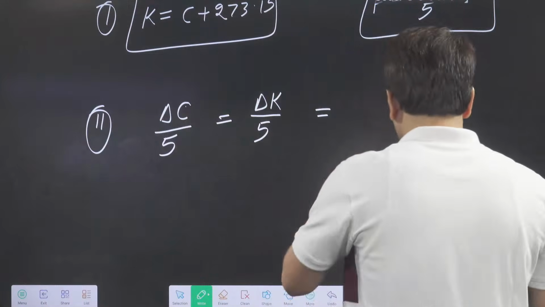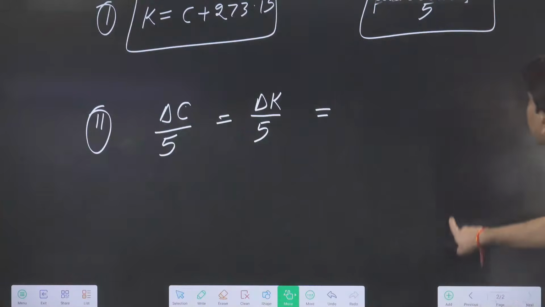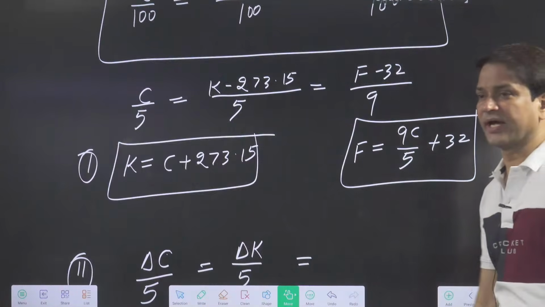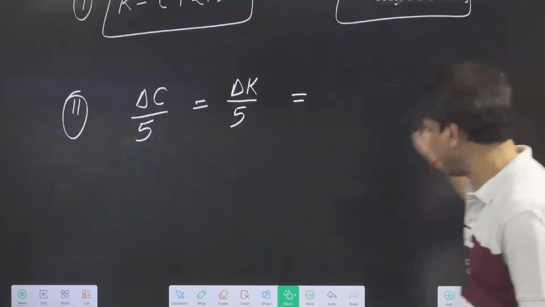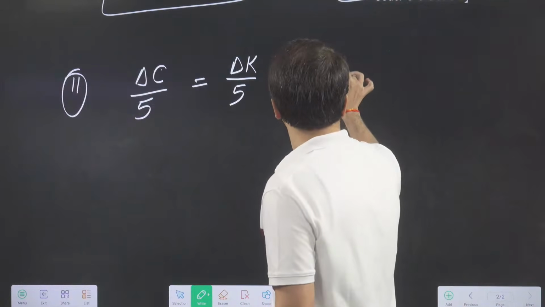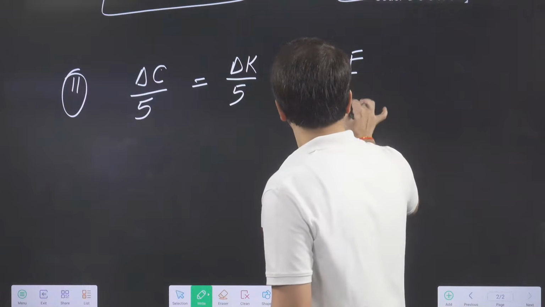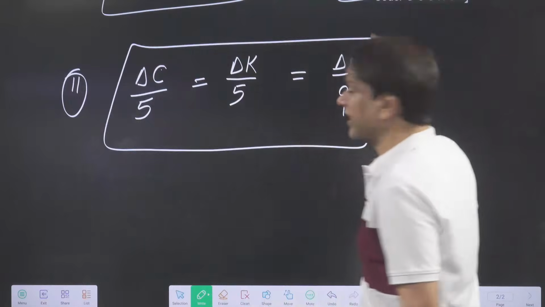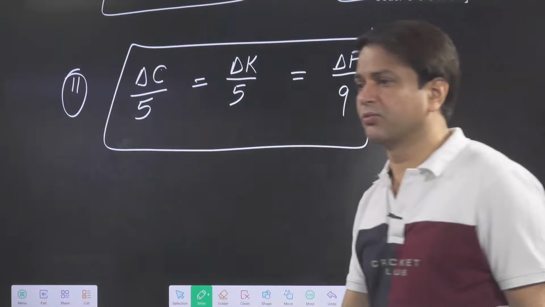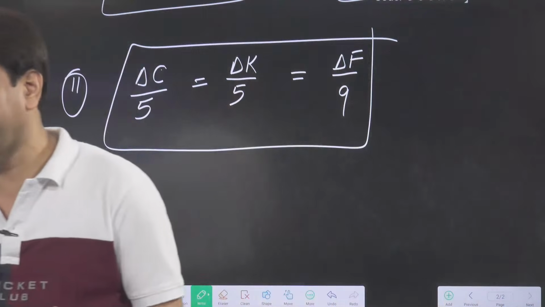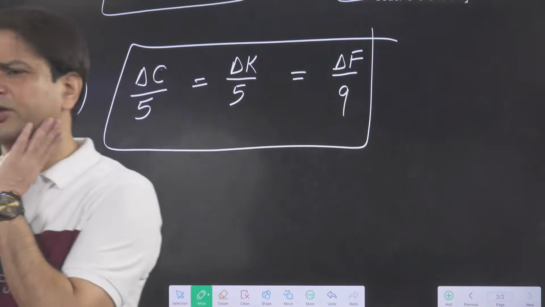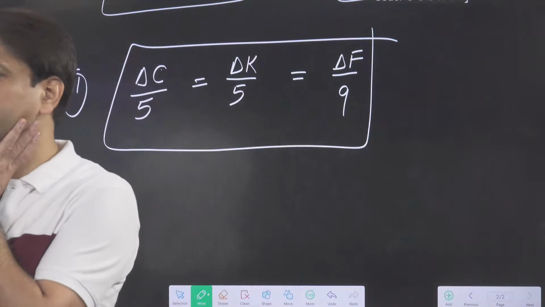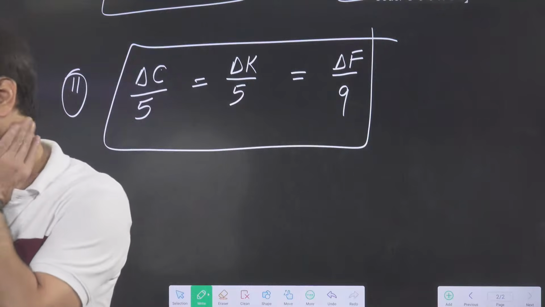Okay. Third one, what you will get? F minus 32 by 9. If you are differentiating, then what you will get? Delta F by 9. So this relation we will use for the temperature change. What is the relation? Delta C by 5 is equal to delta K by 5 is equal to delta F by 9, or we can use delta C by 100 is equal to delta K by 100 is equal to delta F by 180.